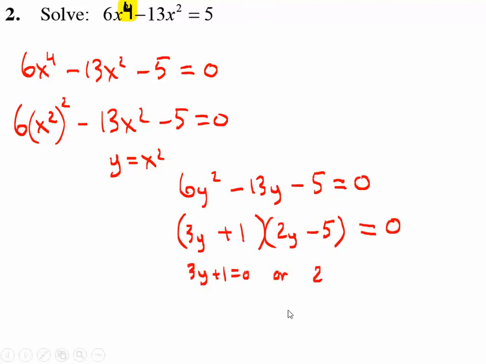So set equal to 0. So subtract 1 divided by 3, we're good there. How about add 5 divided by 2, good there. Except one small itsy bitsy problem. We're not solving for y, we're solving for x. So let's change this up. So y is x squared, so how about x squared is equal to negative 1/3, and x squared is equal to 5 halves, and now let's work this out here.